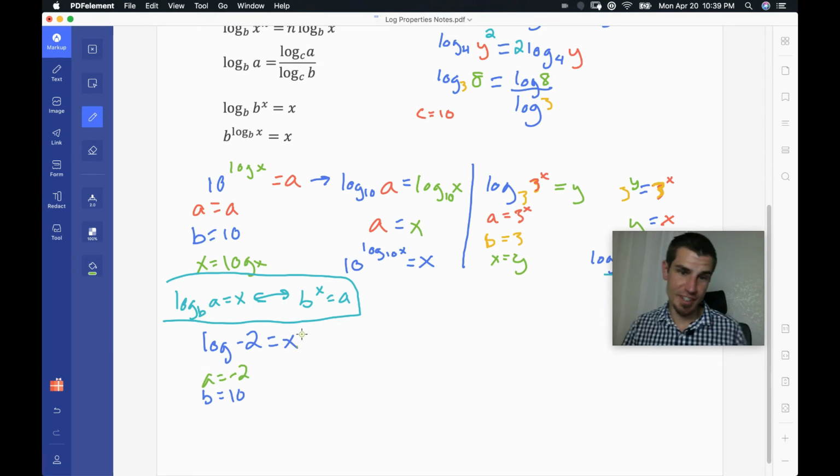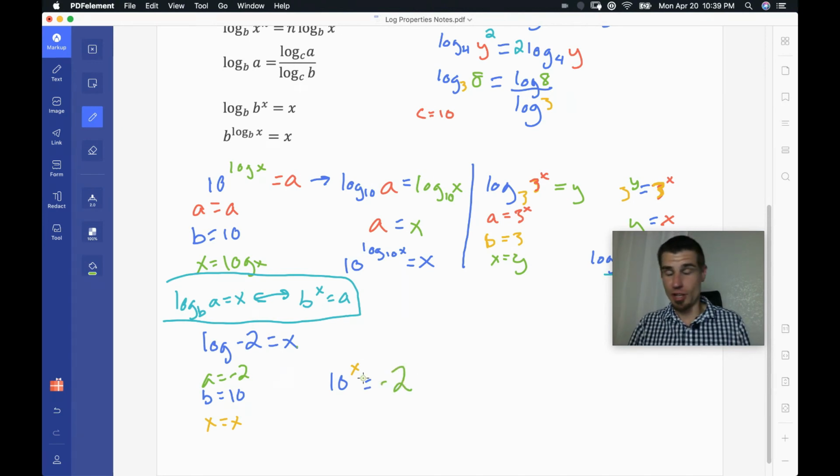Well, we just called it x. So x is x. So when we substitute it into exponential form, our base was 10, so we put that as the base. Our exponent was just x, so we write x as our exponent. And our a was -2.